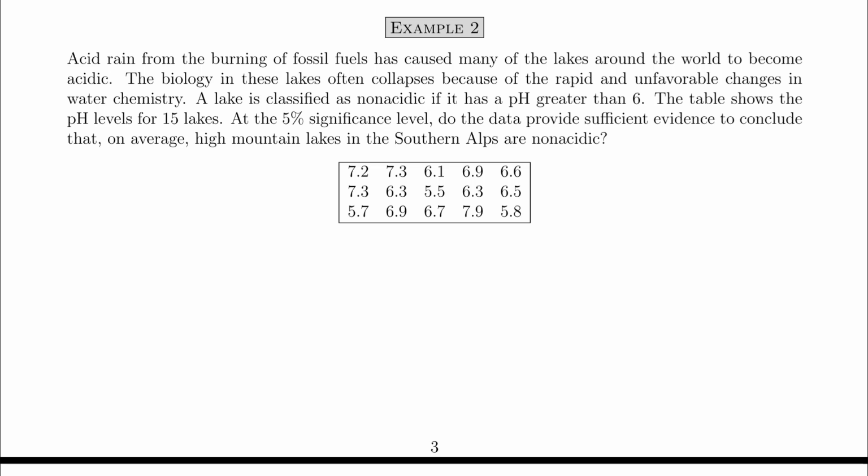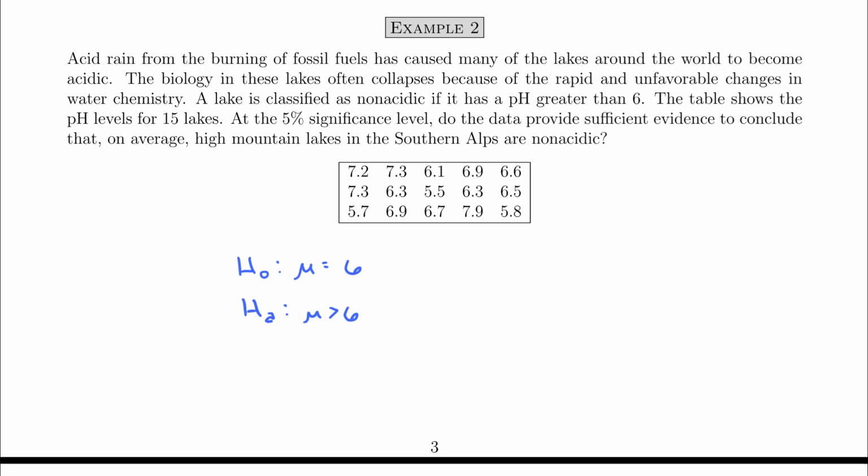So just like we've been doing for this entire unit, we have to first state our null hypothesis and our alternative hypothesis. So the null hypothesis is that mu is equal to 6, and our H sub a is that mu is going to be greater than 6.